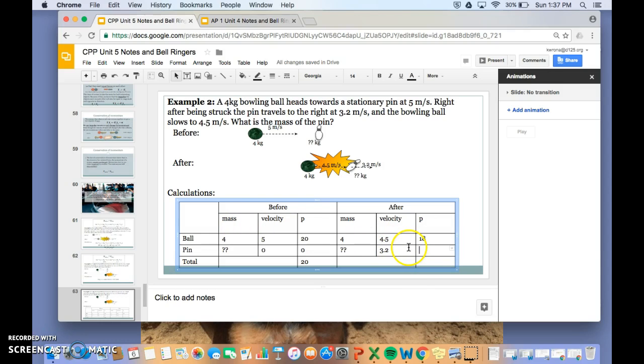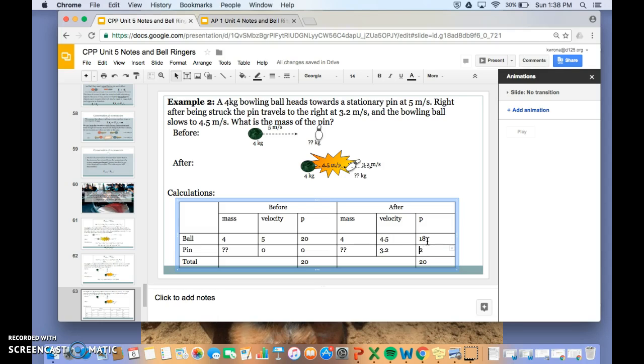However, momentum's conserved. That's what this whole target's about. So the total momentum before has to equal the total momentum after. So we can plug in a 20 here for the final momentum of both the ball and the pin. So if this is 20 and this is 20, then we can solve for what that missing momentum was here, because 18 plus this has to equal 20. So this is going to be 2.